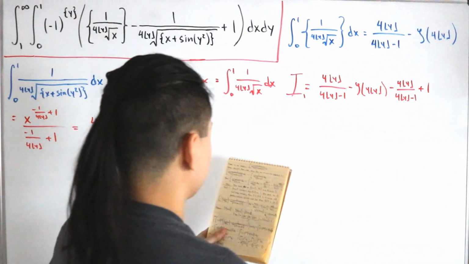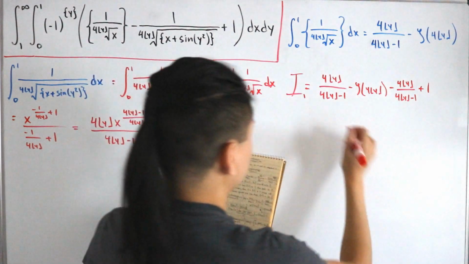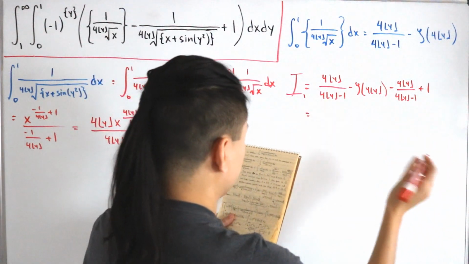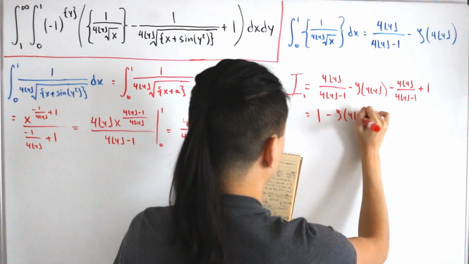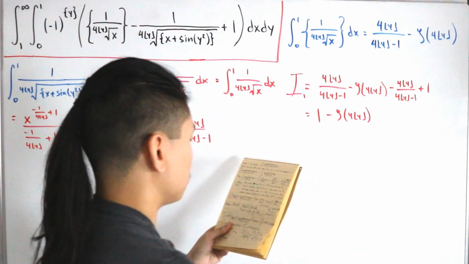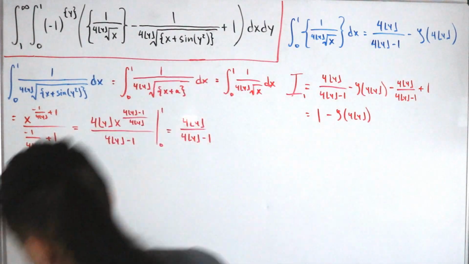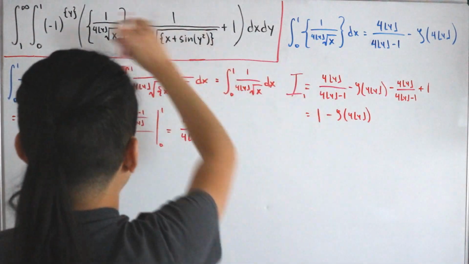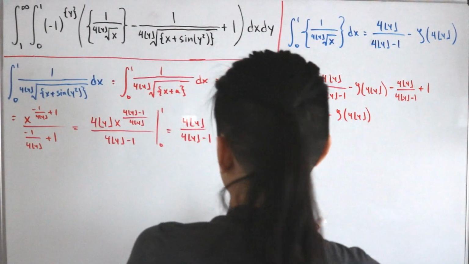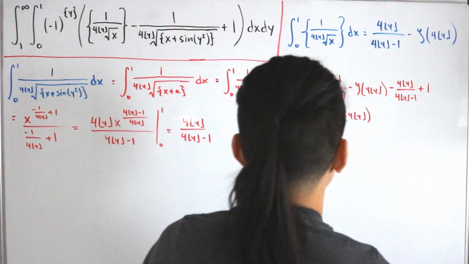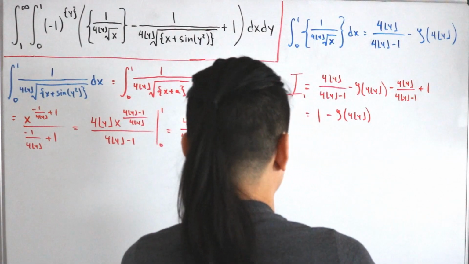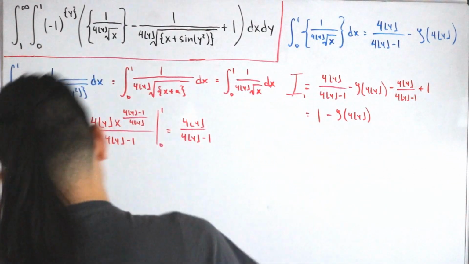Of course, we cancel out some things. It's straightforward to see that everything comes down to just 1, and then subtract the Riemann zeta of 4y. So this is great. Now all we have to do is substitute this back into over here, but before we get to that, there's something you want to pay close attention to that's going to make simplification and evaluation a little bit easier. So here's the thing to notice.